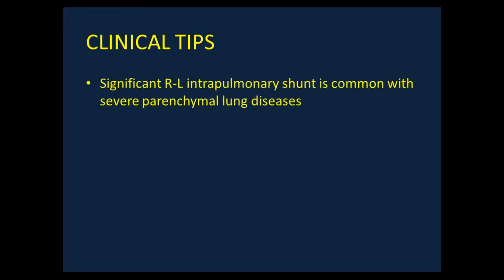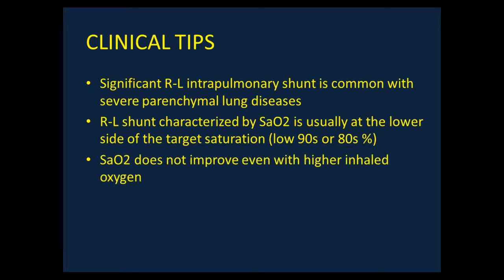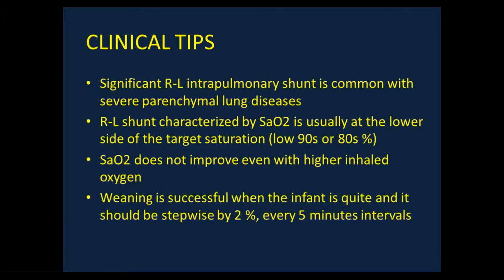Clinical tips. Significant right to left intrapulmonary shunt is common with severe parenchymal lung diseases. Right to left shunt is characterized by arterial saturation that is usually at the lower side of the target saturation, usually low 90s or mid to high 80s, and giving extra oxygen is not going to help improve the saturation higher than that. Arterial saturation does not improve even with higher inhaled oxygen.